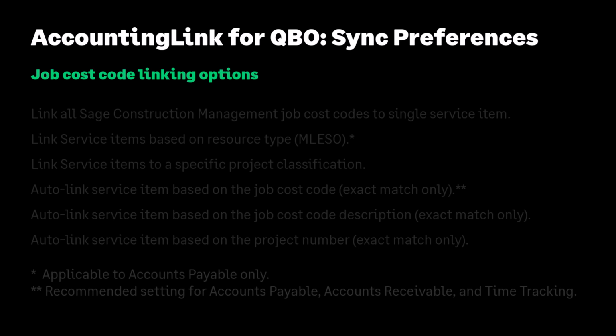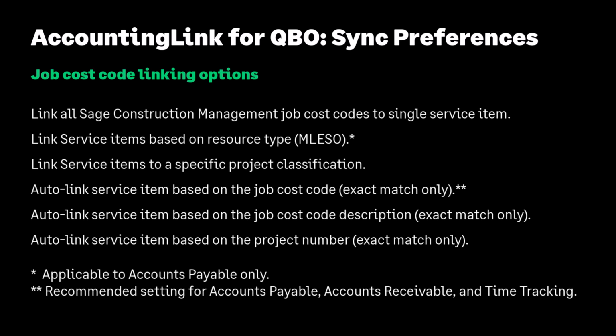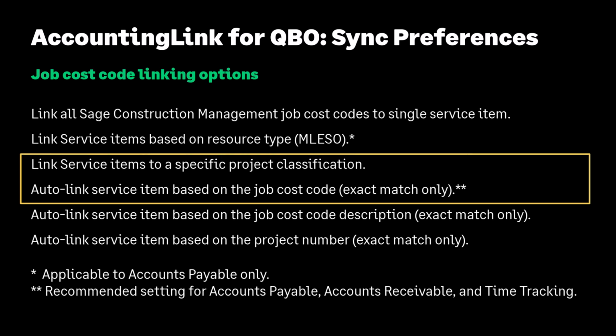And back to the job cost sync preferences options. Two of these options should also be considered before you set up CoreCon link to QuickBooks Online sync preferences. The one is the option to create service items in QuickBooks so that you can export by project classification. The other is the item auto link service items based on the job cost code exact match only. That's dealing with the job cost code number.